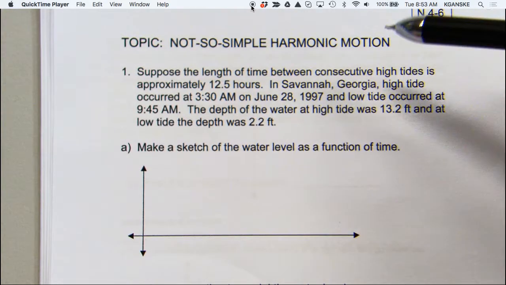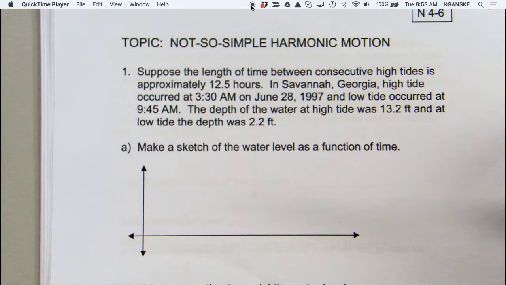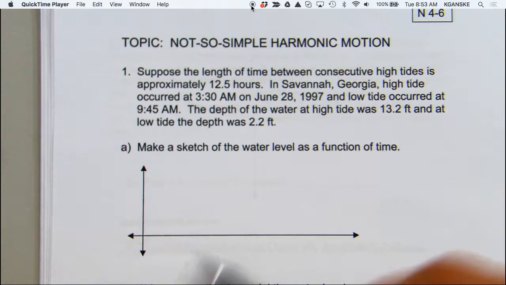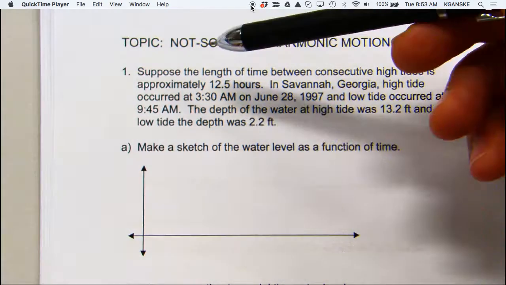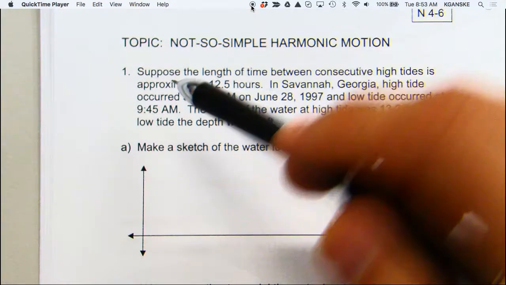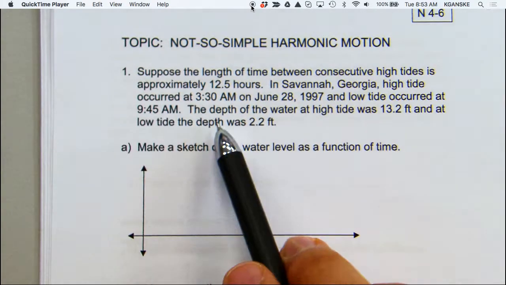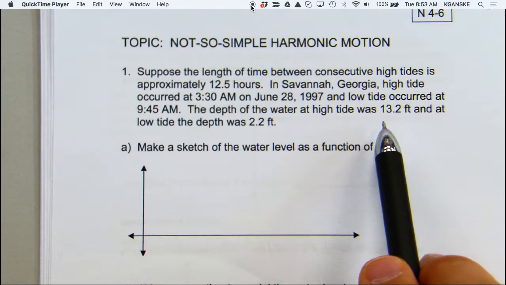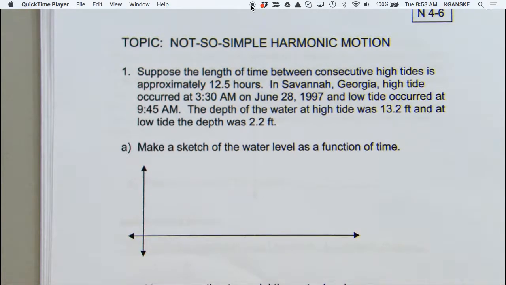Let's try and do one that's not so simple, because your anchor point isn't going to be right on the origin. Suppose the length of time between consecutive high tides is approximately 12.5 hours. In Savannah, Georgia, high tide occurred at 3:30 a.m. and low tide occurred at 9:45. The depth of the water at high tide was 13.2 feet, and at low tide the depth was 2.2 feet. So our highs and our lows.